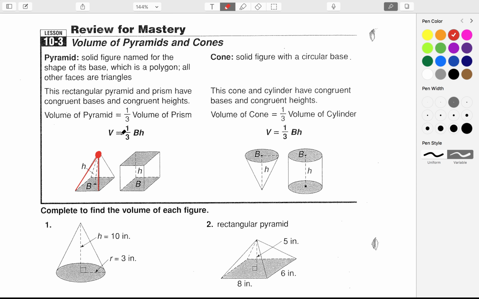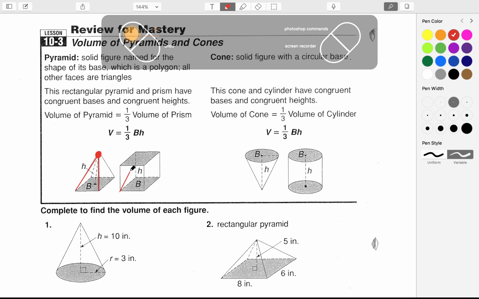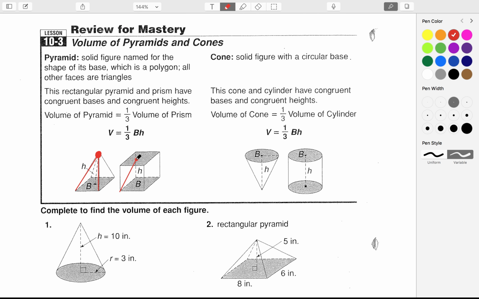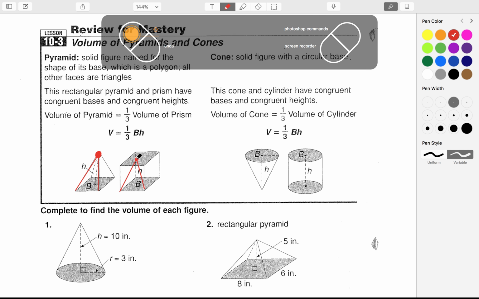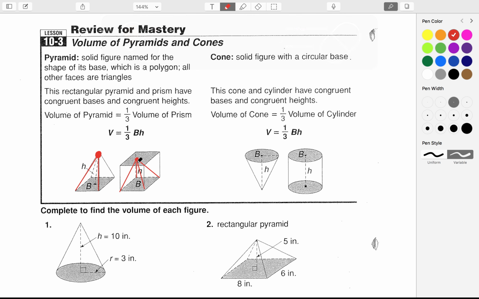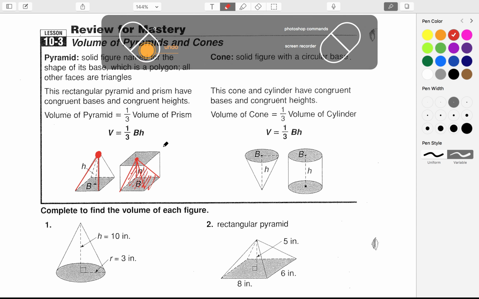So a third being that in this pyramid, if I put a point right here, I'm only taking up, if I fill this in, the volume is only a third of this here. So it's only a third of this prism. Looked really ugly when I scribbled it.